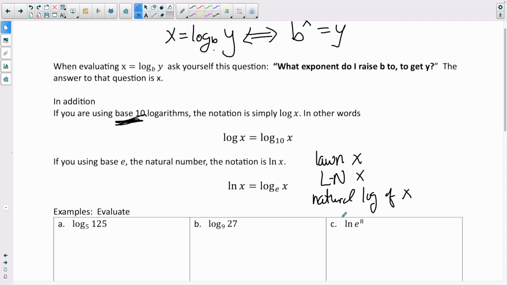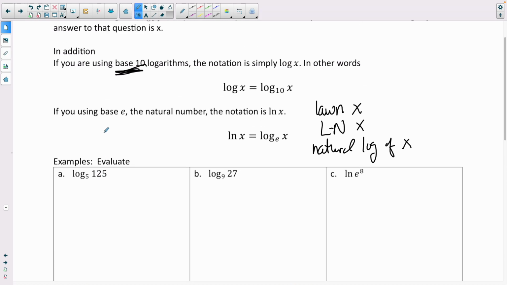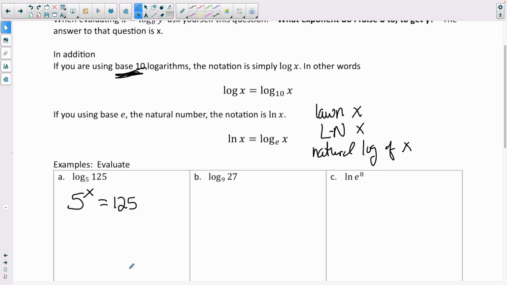All right, so let's look at some examples, and then you'll have a few to try on your own. So we want to find log base 5 of 125. And so we're going to go back to what question is this asking? So when we want to evaluate log base 5 of 125, it's asking 5 to what power equals 125. That is what the logarithmic expression is asking you. So 5 to the x equals 125. So x equals 3 here, because 5 to the third equals 125.